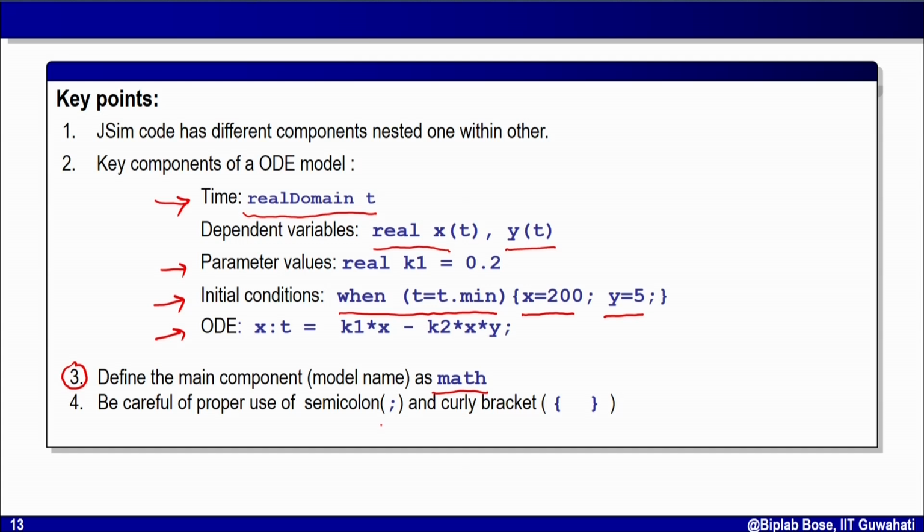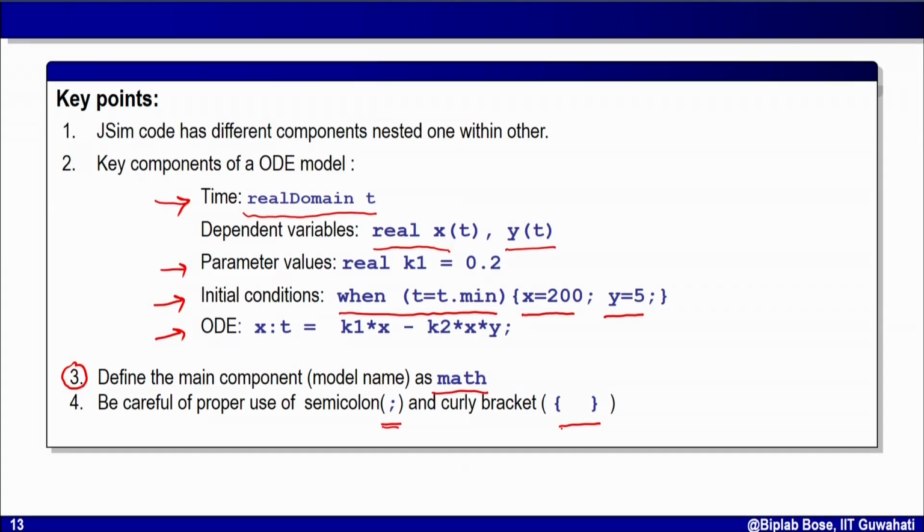Be careful about semicolons and curly brackets. These are common mistakes that we make very frequently, where we miss a semicolon in the right position and we miss the curly bracket in the right position. Hope with this instruction you will be able to write your own JSim code and simulate it and enjoy.